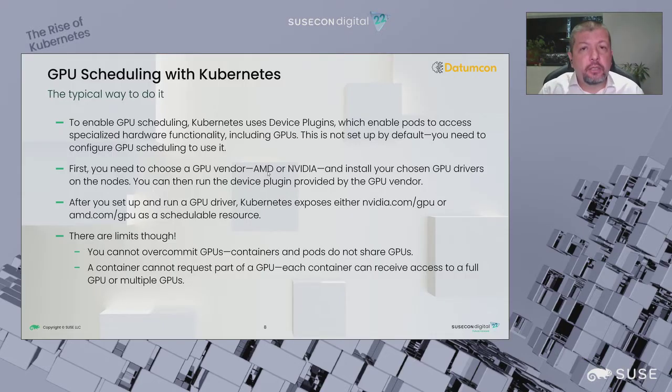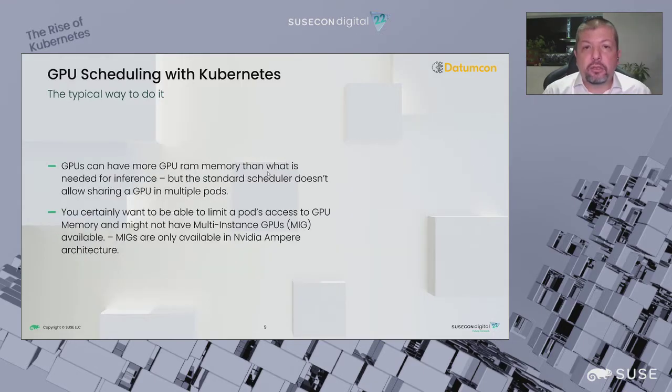But there's a big limit here, which is a hard problem for us: the fact that you cannot overcommit GPUs. So containers and pods are not able to share one GPU. You cannot have a pod request a part of a GPU, a subsection of the GPU. Essentially, each container receives full access to the GPU or to multiple GPUs. And in the case of the device plugin, it actually reserves that GPU for that particular pod. So once it's reserved, the GPU is not available for anybody else. And you can end up in a situation where you're underutilizing the resources because the containers are not actually using the full memory of the GPU, or the full power of the GPU cycles, but they now have exclusivity to that particular pod.